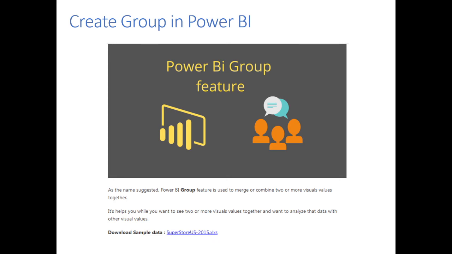Now creating a group in Power BI. As the name suggests, the Power BI group feature is used to merge or combine 2 or more visual values together. It helps when you want to see 2 or more visual values together and analyze that data with other visual values. For this example, we're going to use the Superstore US 2015 worksheet.